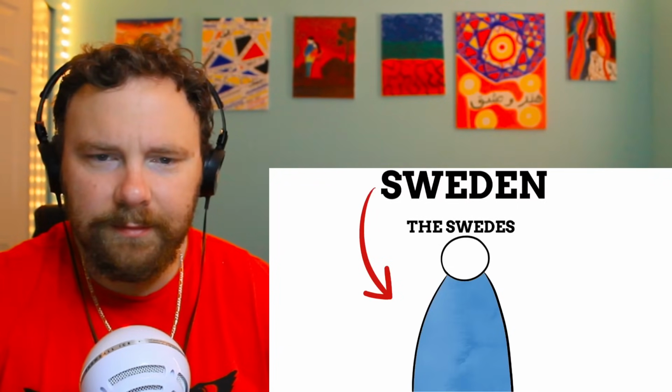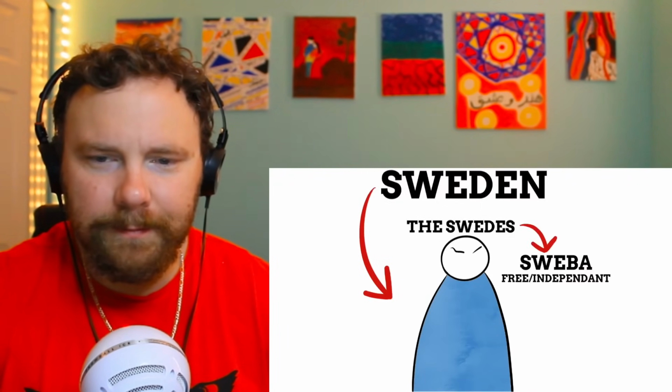So if Sweden is named after its inhabitants, the Swedes, then how on earth did they get their names? It's believed to come from the Proto-Germanic Swabna, which means free/independent. So I guess Sweden could also be seen as the land of the free too.